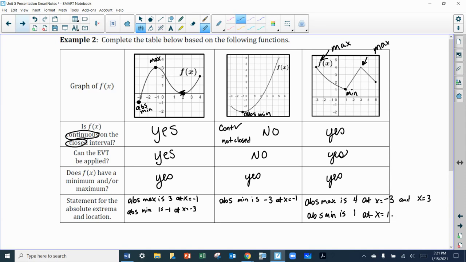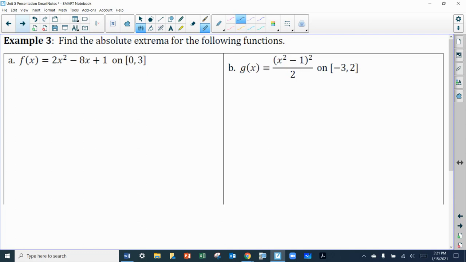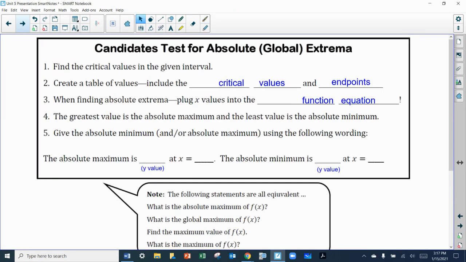Okay? Now let's get into some where we don't get the nice graph to work from. The candidates test for absolute extrema. So these 5 steps are kind of the procedures we will walk through to come up with the absolute mins and maxes. First thing we're going to do is find critical values. Then we'll create this table that includes those critical values as well as the endpoints. Just a note here, critical values. How do I get critical values? We just studied this. f prime of x equals 0 or undefined, right? That's how we get those.